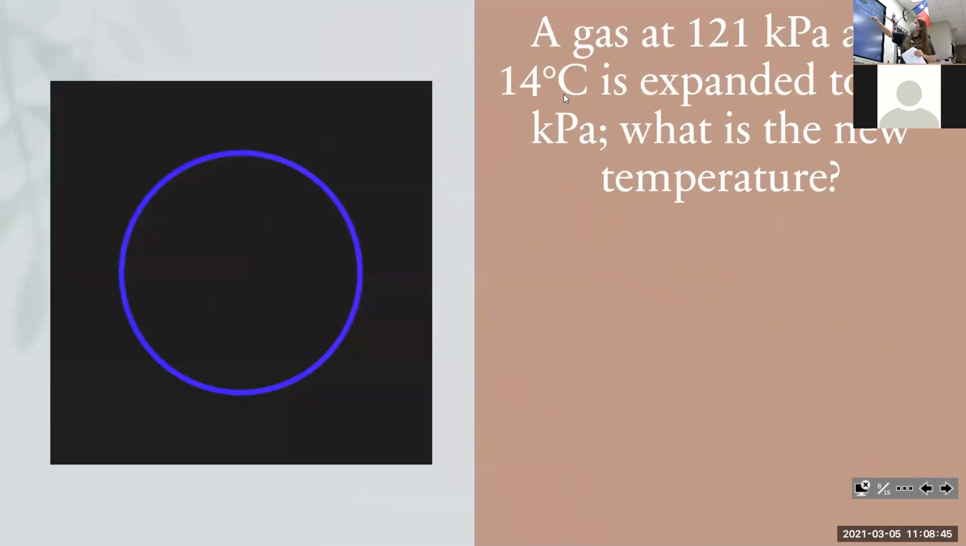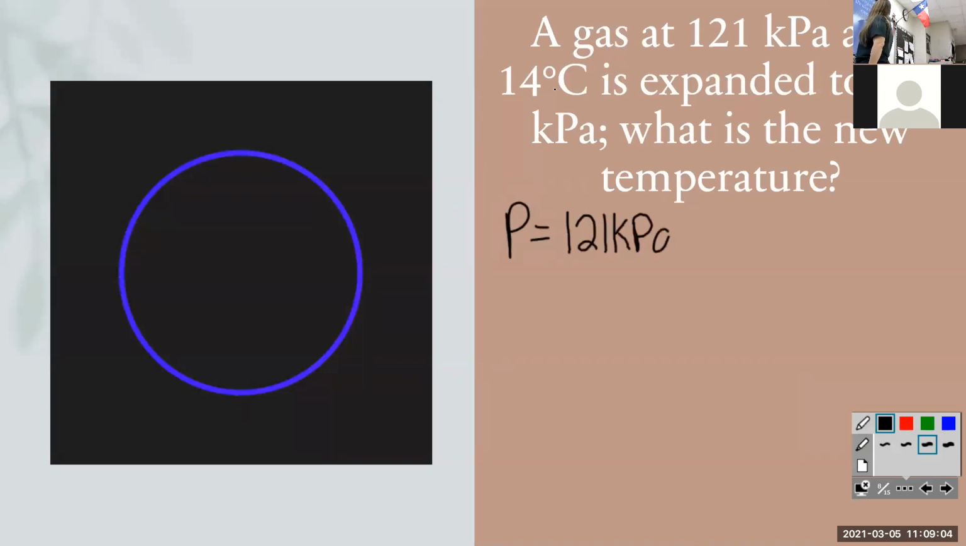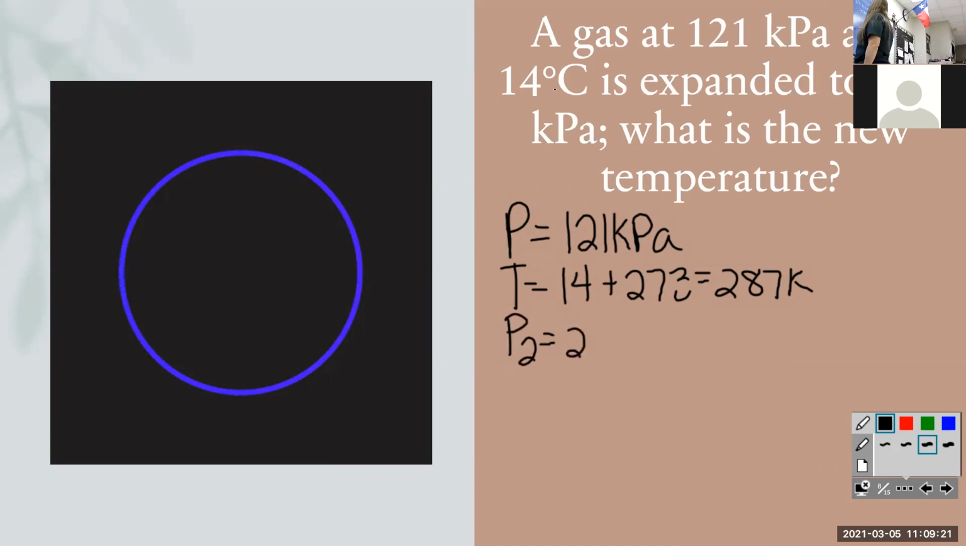All right, so it says a gas at 121 kilopascals and 14 degrees Celsius is expanded to 200 kPa. What is the new temperature? So let's write our variables. kPa is pressure. Remember, pressure is in kPa, mmHg, or millimeters of mercury. Our temperature is 14, but we always add 273, so we get 287 kelvins. Our P2, the second pressure we see, is 200. What is the new temperature?